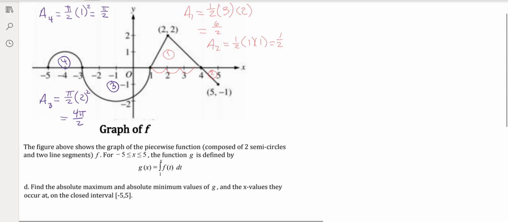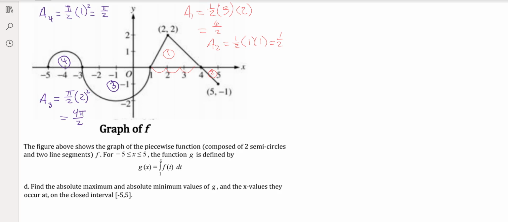Now, in this problem, we're being asked to find the absolute max and absolute min values of G and the X values they occur at on the closed interval -5 to 5. Anytime you're being asked for the absolute max or absolute min, you want your Y values. It's not the X value, it's the Y value. However, this question also says and the X values they occur at. So we're going to take a look at both the X and the Y values, but if it didn't have that other piece on there, we would only give the Y value answer. That's all we want. So let's go ahead and get after this.